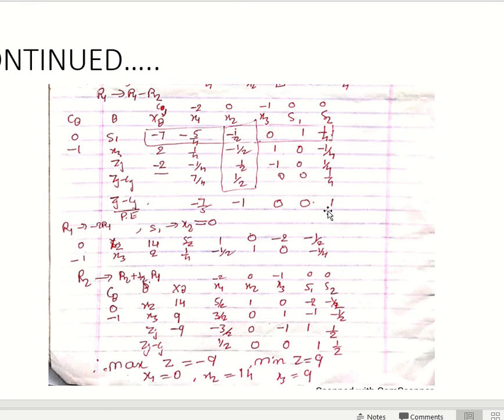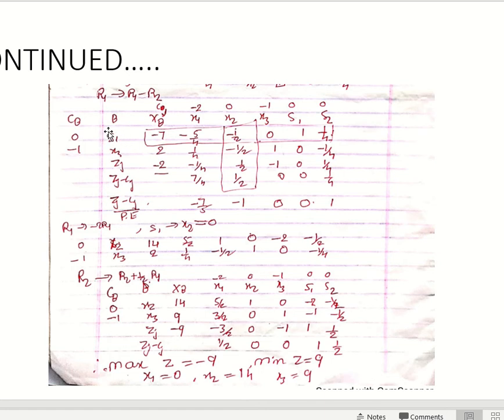Now here what happens? Which expression changes? Since the pivotal row and pivotal column are available in the first row, S1 changes. S1 is replaced by what now? X2. That is, the X2 value is 0. So here it will be replaced by X2 and S1 leaves the basis.